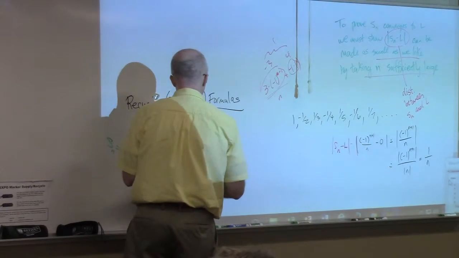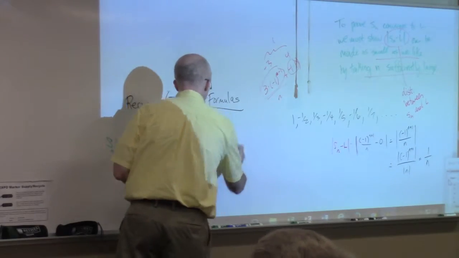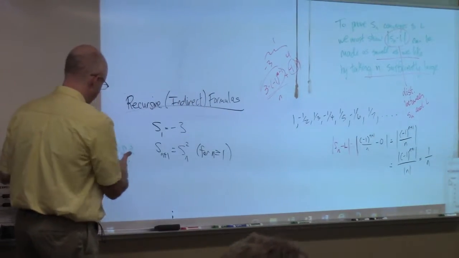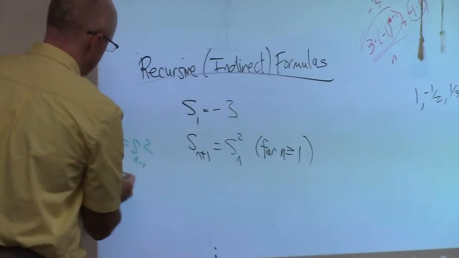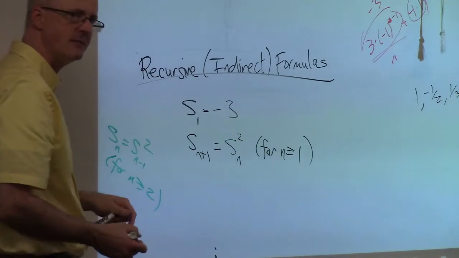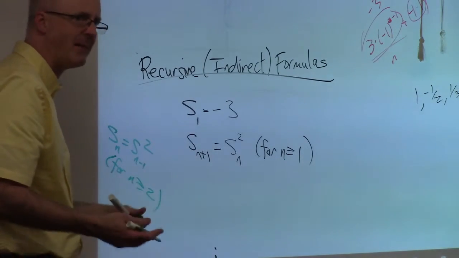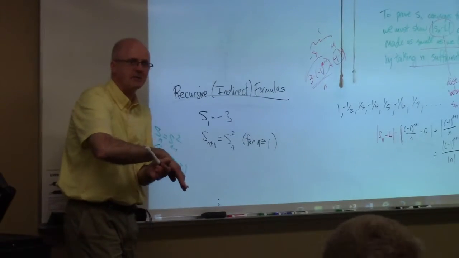This one is for n greater than or equal to 1. This equation defines the same sequence with the same starting value as when you use n greater than or equal to 2 for this equation. They're the same idea. The next value of the sequence is the square of the preceding value. That's what it is.